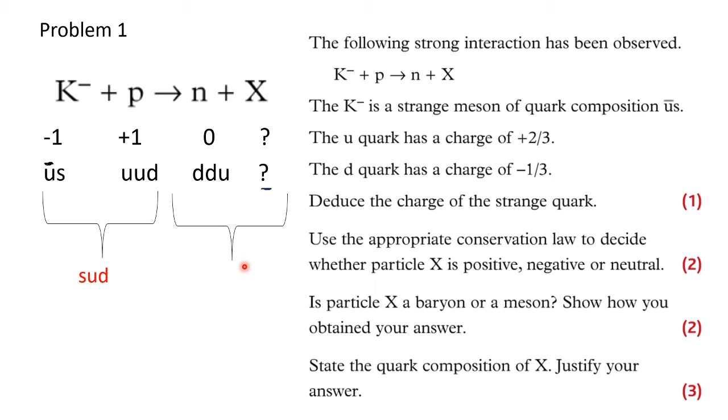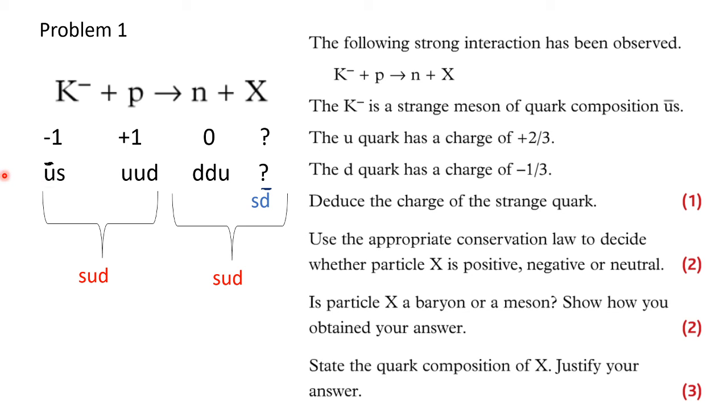So on the right side, what must remain? It should also be sud. So here there is ddu, and there can be only one d. So there must be a d bar here to cancel out one d, and then du remains. Then the other particle should contain the strange quark, so it must be s d bar. Right? So then we get all the answers. State the quark composition of X: it is s d bar.